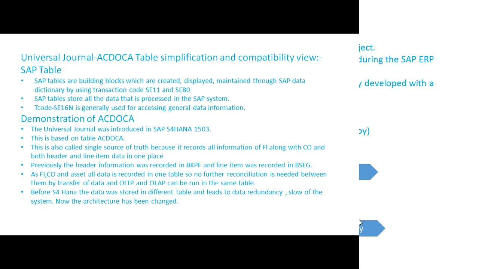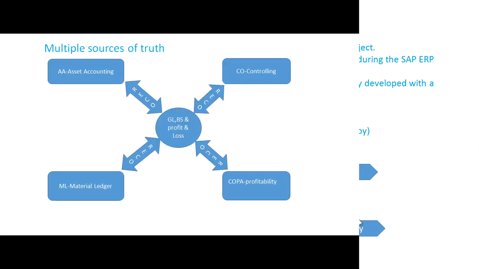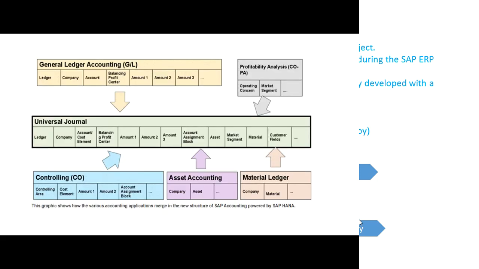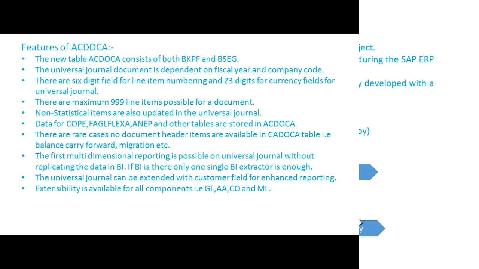Now in SAP S/4HANA, only a single table is used for keeping all the information. Previously there were multiple sources of truth: asset accounting, controlling, profitability, material ledger. These were different tables, but nowadays there is a single table. Everything, all information, is stored. When I start the day-to-day entry after customization, I will show you the table and you will see how information is stored in one table only.